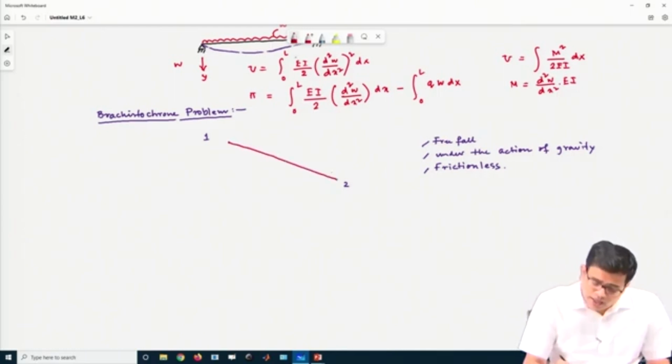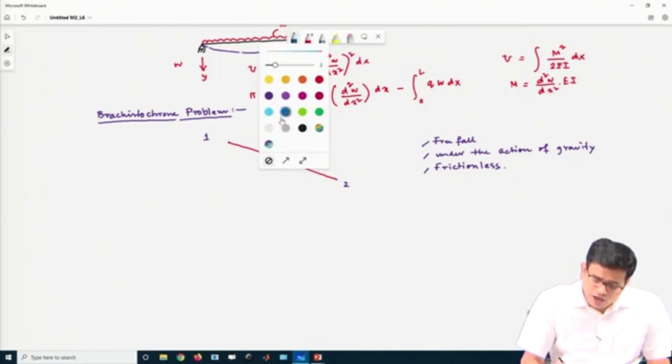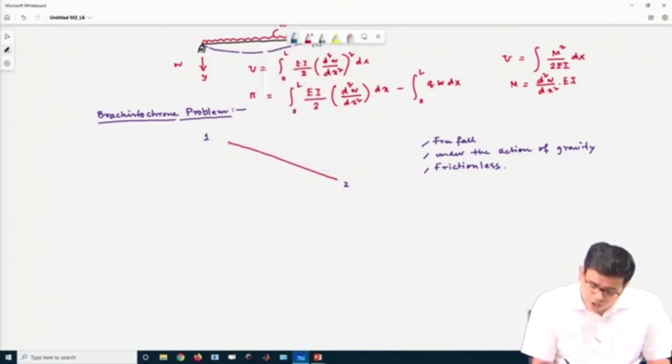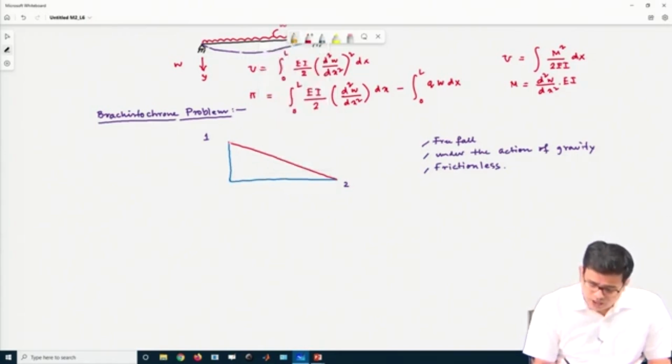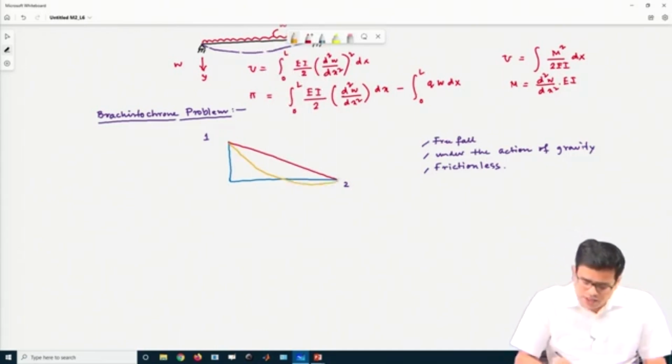Some of you may think that it may fall from here to here. Now our objective is not to go from point 1 to this point, but rather from point 1 to this point. So this could be another path. I can actually draw several paths from which it can come. So these 3 paths I have drawn. Suppose it can go from here to here, and then here, and then here.